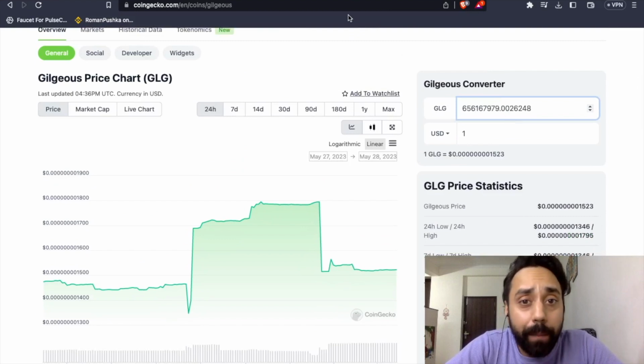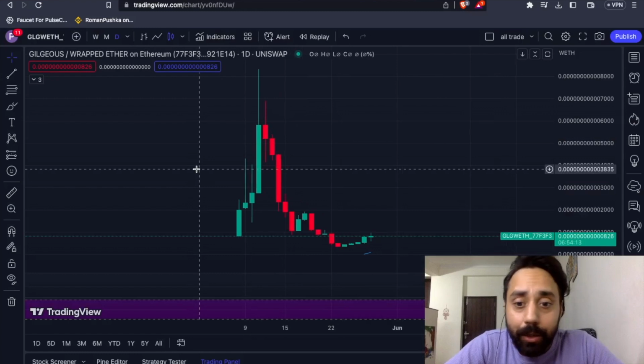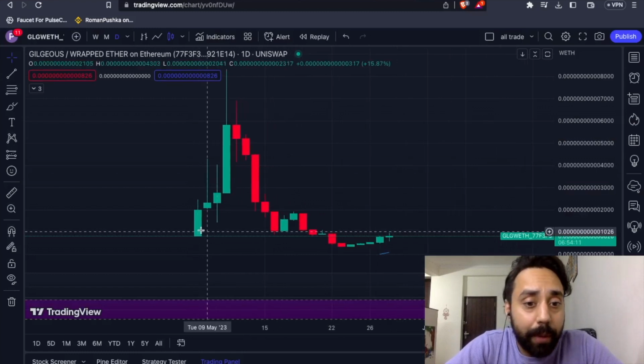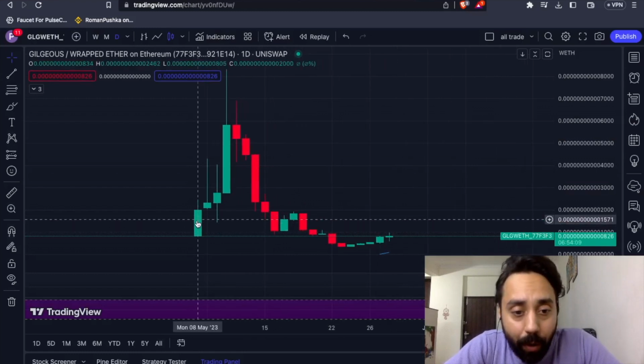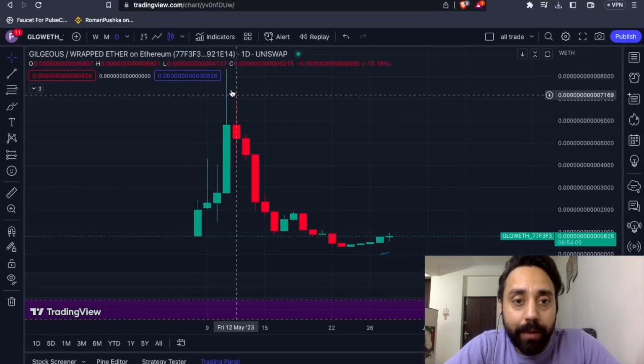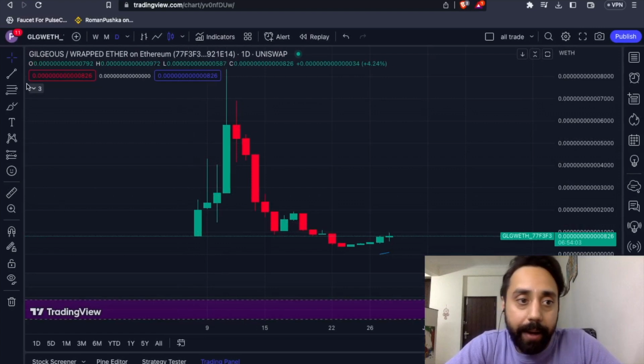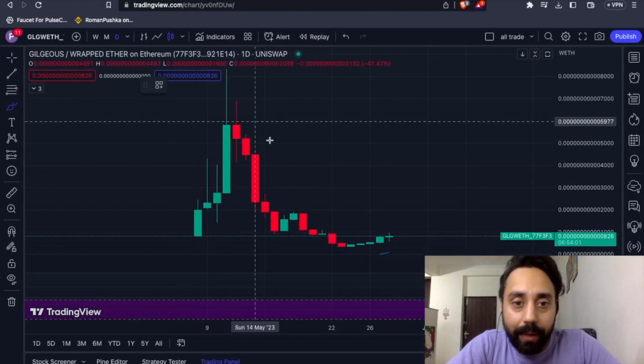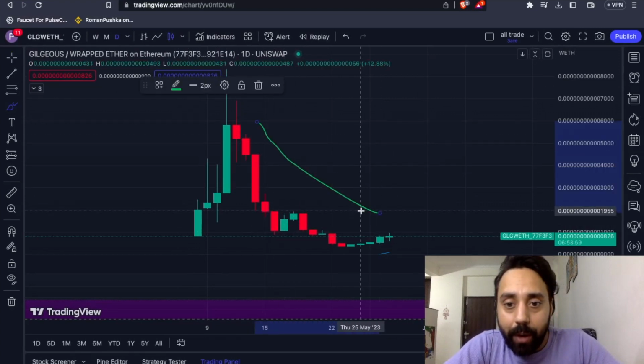So let me talk about the price chart right over here. So this is the GLG token. I am on the daily chart. You can see the token pumped on the launch, which is on Monday the 8th. It's listed here on Uniswap, and it pumped for 3-4 days. Then it got dumped, and then it went down and down and down.